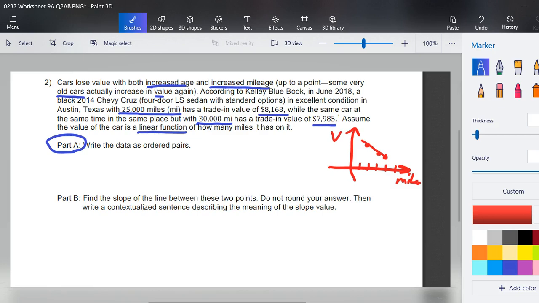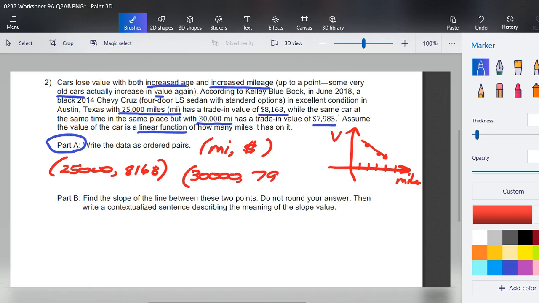So let's write the data as ordered pairs, and it looks like it's going to make sense to do miles and then money. If that's the case, the first one would be 25,000 miles is $8,168, and the second is 30,000 miles and $7,985. Part B, find the slope of the line between these 2 points. Don't round your answer, and then write a contextualized sentence describing the meaning.